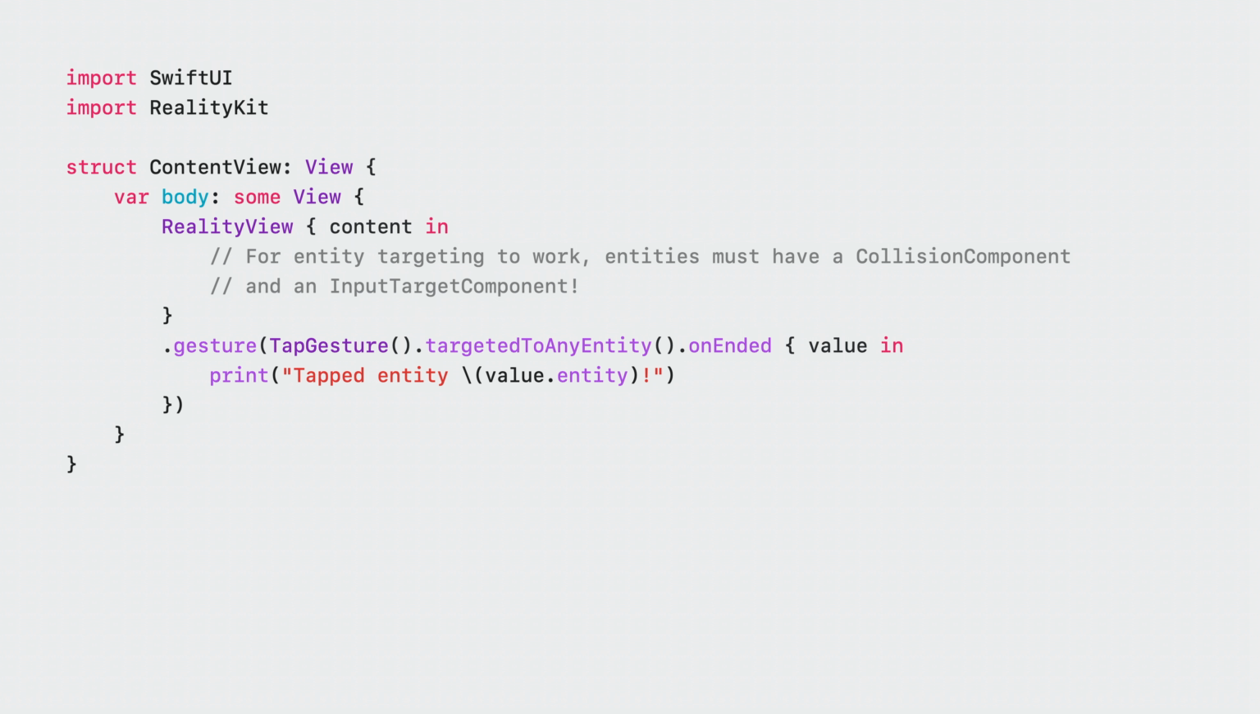Requiring RealityKit entities to have these components allows us to limit interactions to only chosen parts of the content in a Reality View. You can add these components to an entity in Reality Composer Pro, or you can add them programmatically in your app. Now that we've seen how entity targeting works, let's use it to detect when a person taps on a cloud. When this interaction occurs, we'll start a RealityKit animation. Let's start by adding the components we need in Reality Composer Pro.